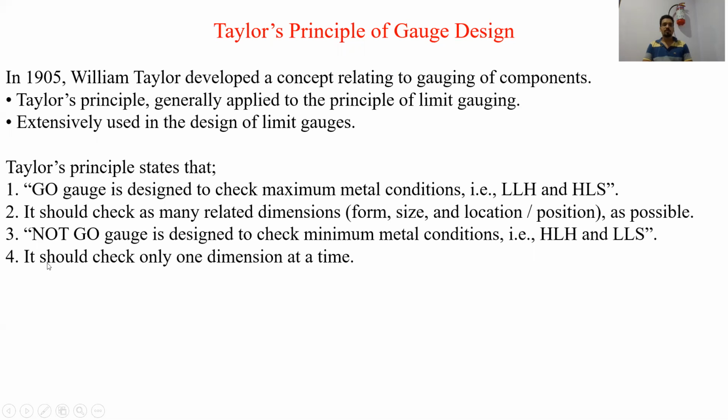And the fourth point is that it should check only one dimension at a time. A limit gauge can check only one dimension. Either it will check the lower limit of the hole or the upper limit of the hole at one time. It cannot check both the limits at the same time. So this is our Taylor principle of gauge design.